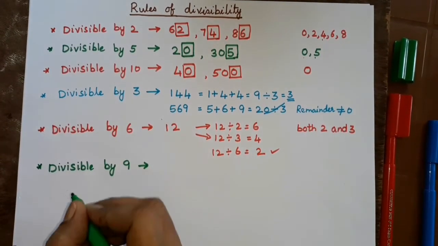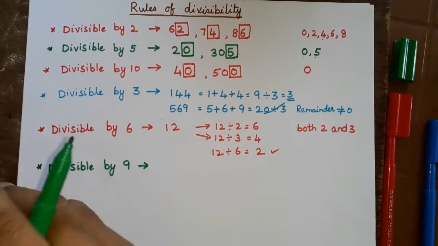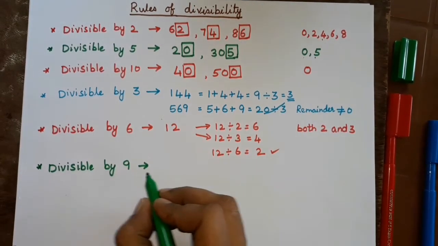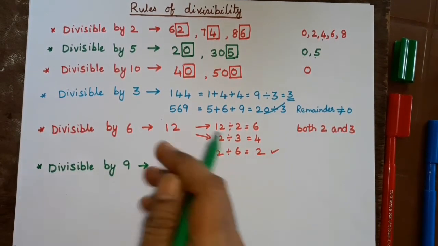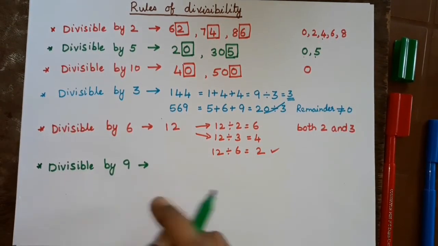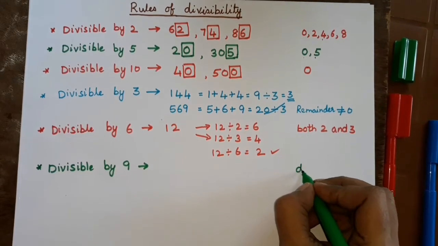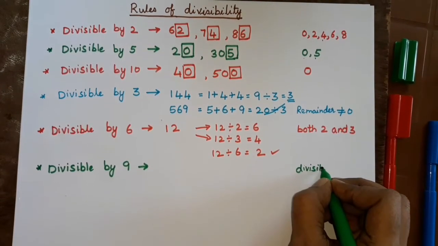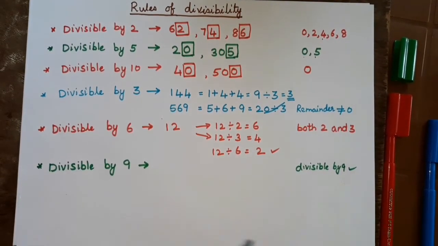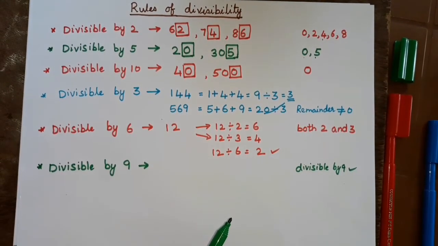The rule for divisibility check: how we will check whether the given number is divisible by 9. What we will do, again, we will find the sum of the given digits as we have done in 3. If it is divisible by 9, that is remainder equal to 0, then the given number will be divisible by 9.